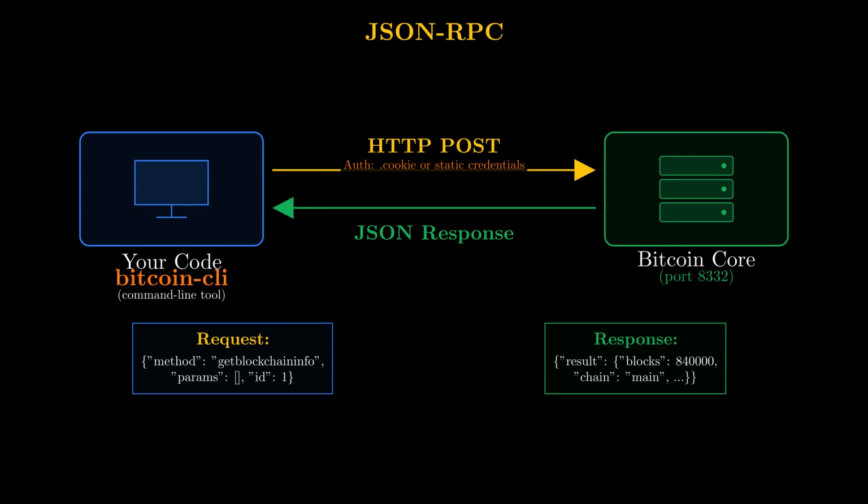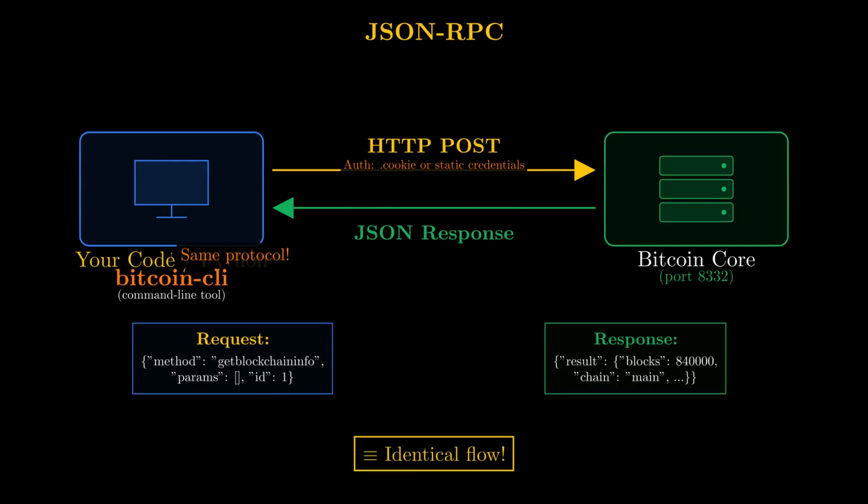bitcoin-cli, the command line tool, is just a thin wrapper around this same protocol. When you type bitcoin-cli getblockchaininfo, the CLI reads a cookie file, formats a JSON-RPC request, sends it to localhost port 8332, and prints the response. Your Python script will do the exact same thing.